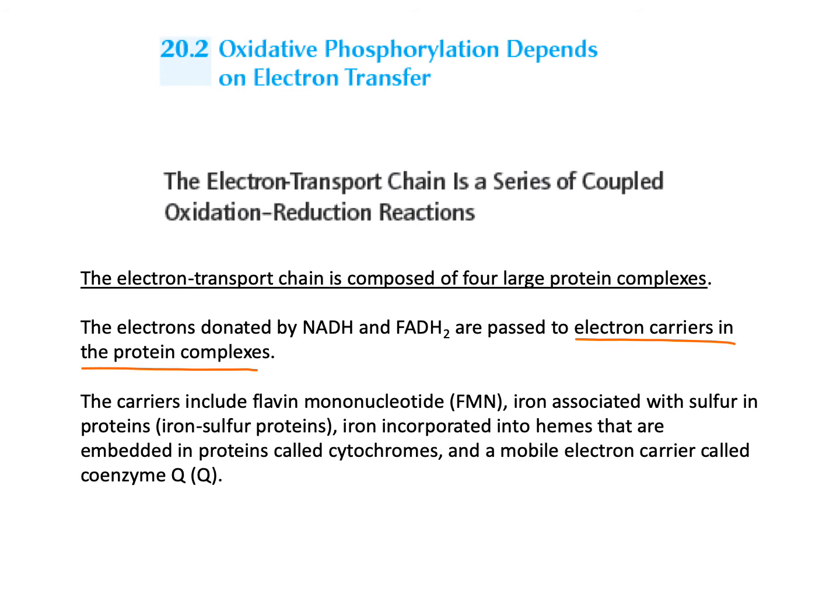The electron transport chain is composed of 4 large protein complexes. The electrons donated by NADH and FADH2 are passed to the electron carriers in the protein complexes. The carriers include flavin mononucleotide, FMN, iron associated with sulfur in proteins, iron-sulfur proteins, iron incorporated into heme that is embedded in proteins called cytochromes, and a mobile electron carrier called coenzyme Q.